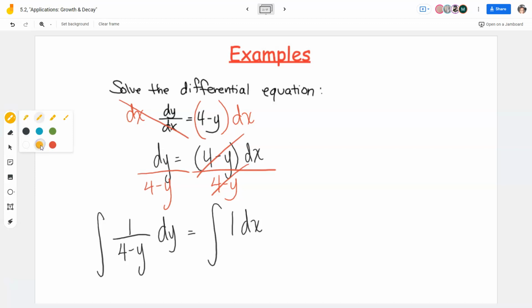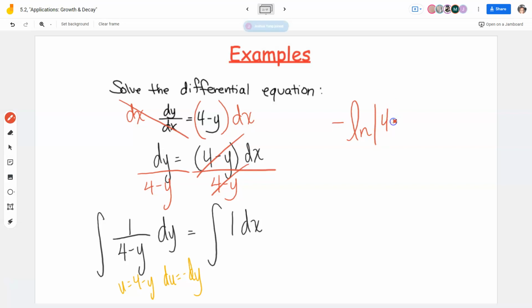I might do some things like u sub, u is equal to 4 minus y. du is equal to, it might take some work, but I would eventually land in some sort of integral that could be solved. I would end up with a negative ln of 4 minus y with some math from last chapter equals x plus c1 plus c2. They all come over and hang out and get absorbed in this big arbitrary constant.